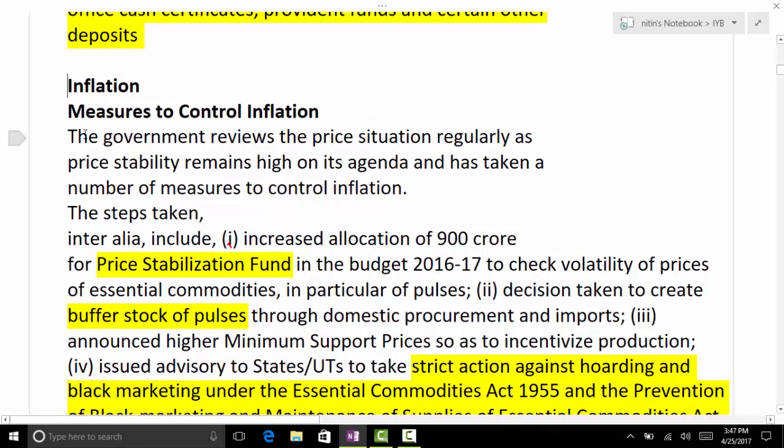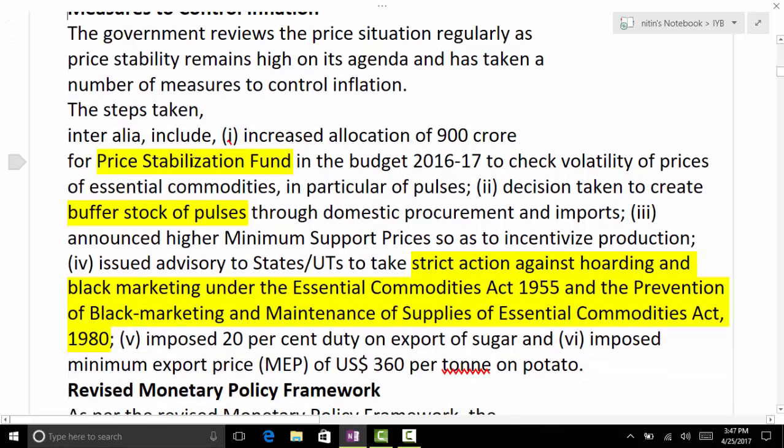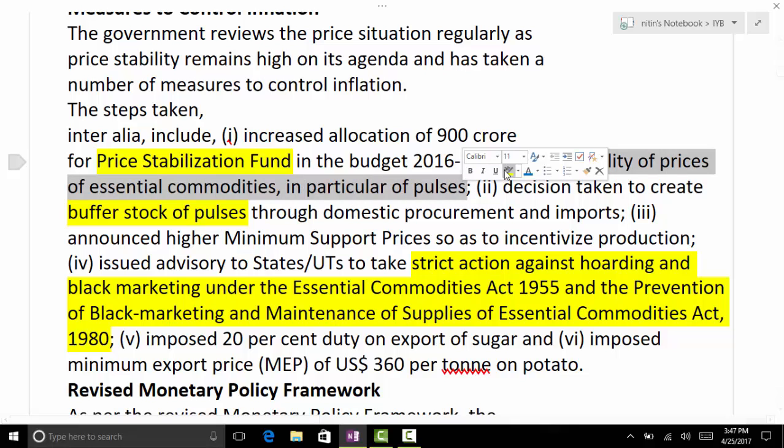We are talking about measures to control inflation, what the government has done in previous years. One way is the price stabilization fund to check volatility in prices of essential commodities, in particular pulses. It has been done for potatoes, onions, and pulses, 3 commodities. It is used for the import and distribution of those.